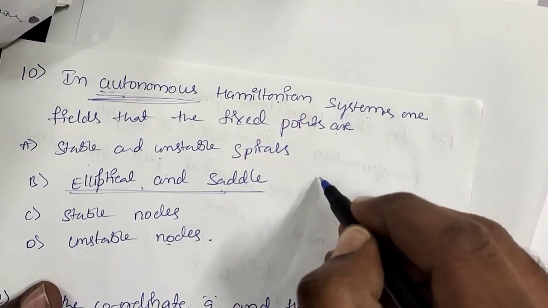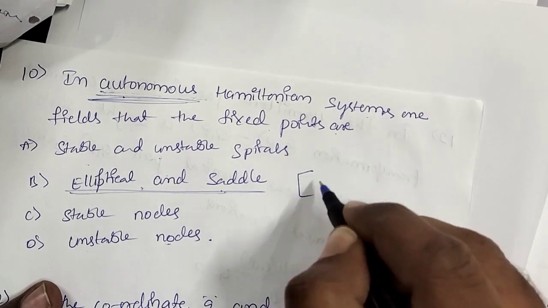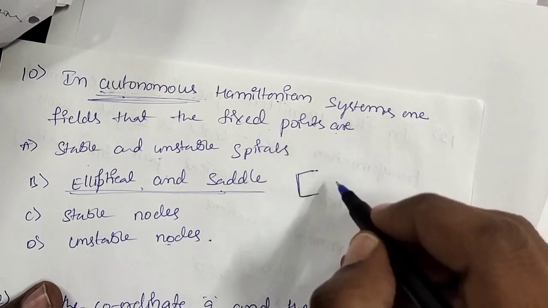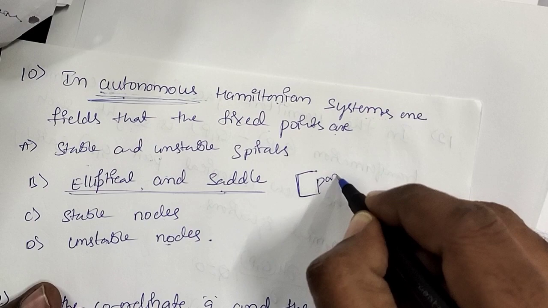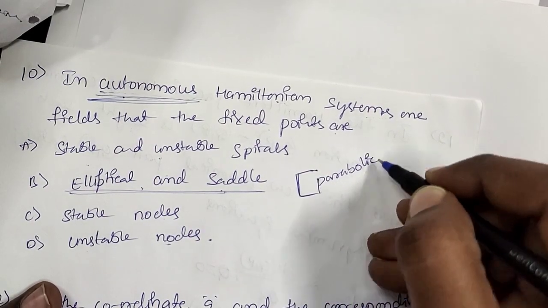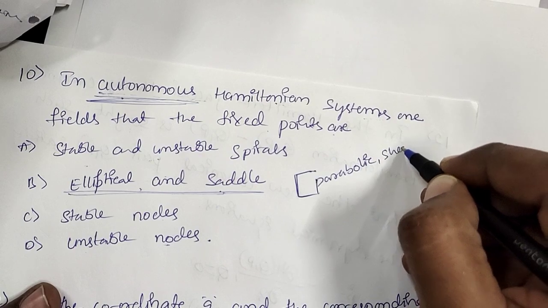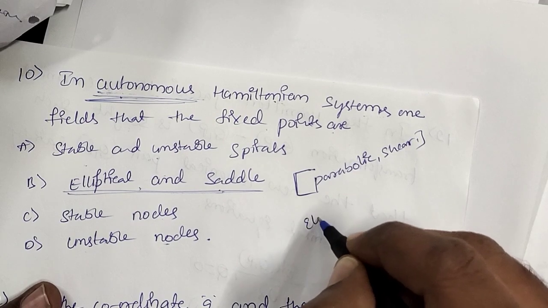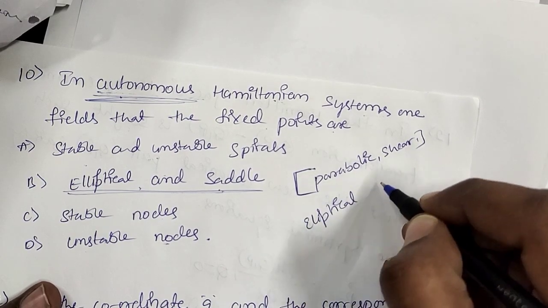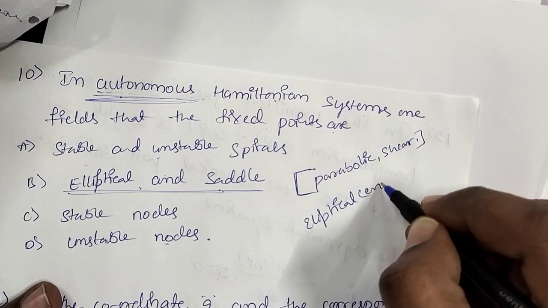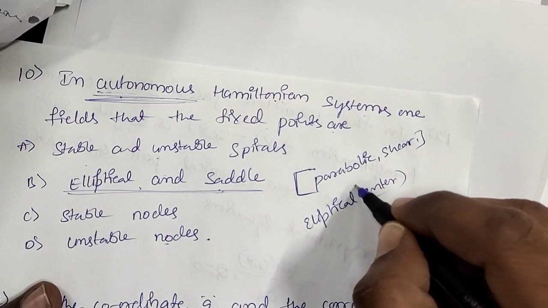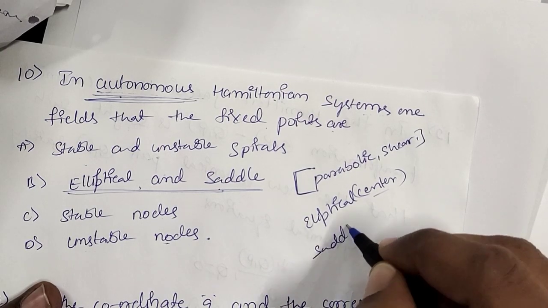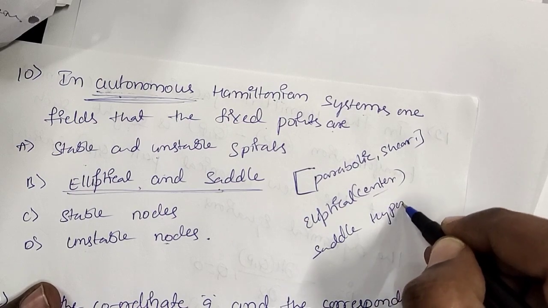So it has fixed points. The fixed points for this Hamiltonian in classical mechanics are parabolic, or shear point, next elliptical or center, next another one is saddle point, which is nothing but a hyperbola.